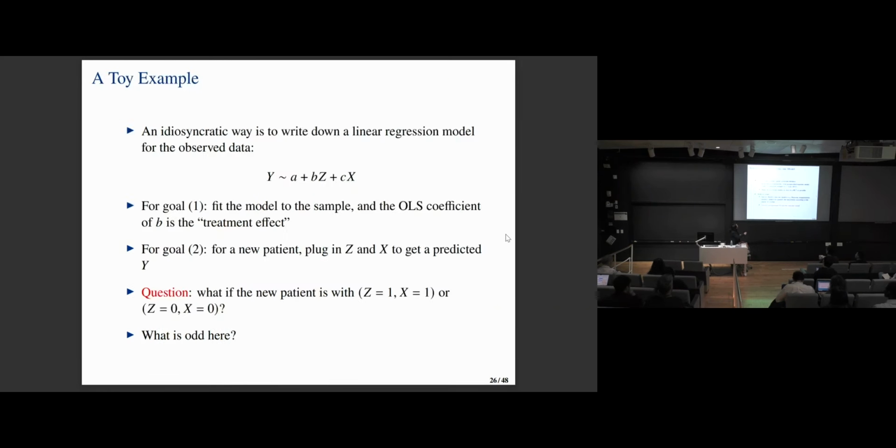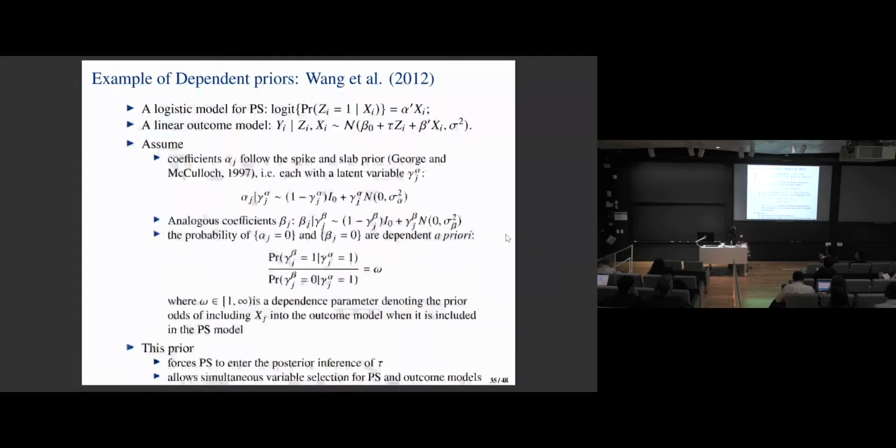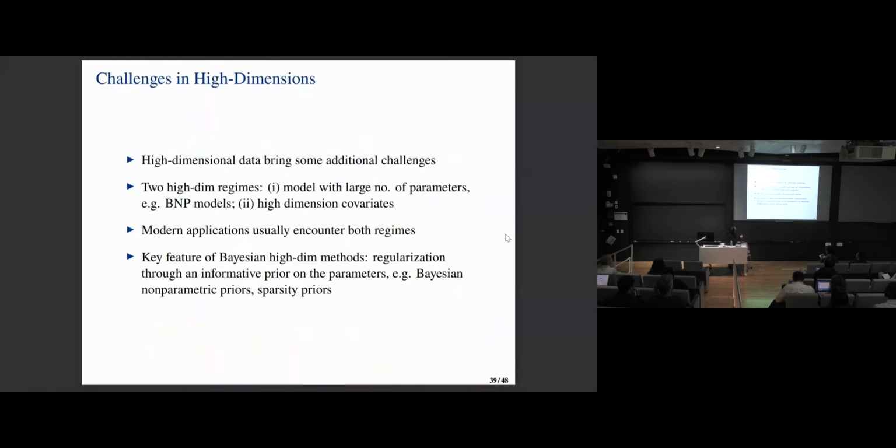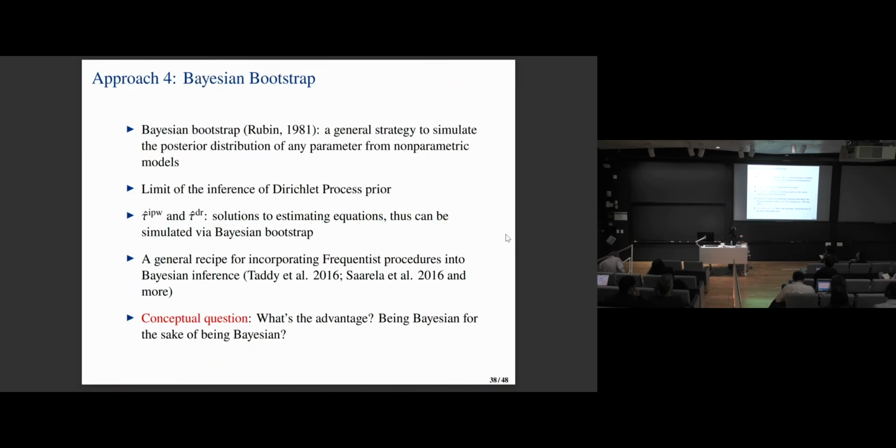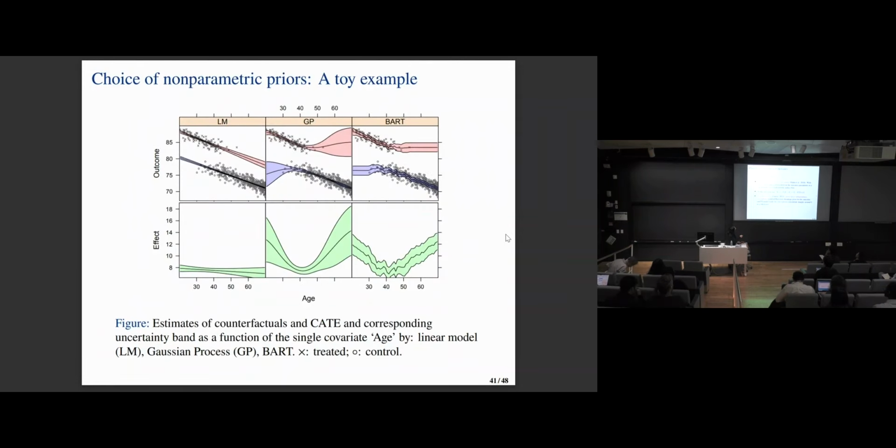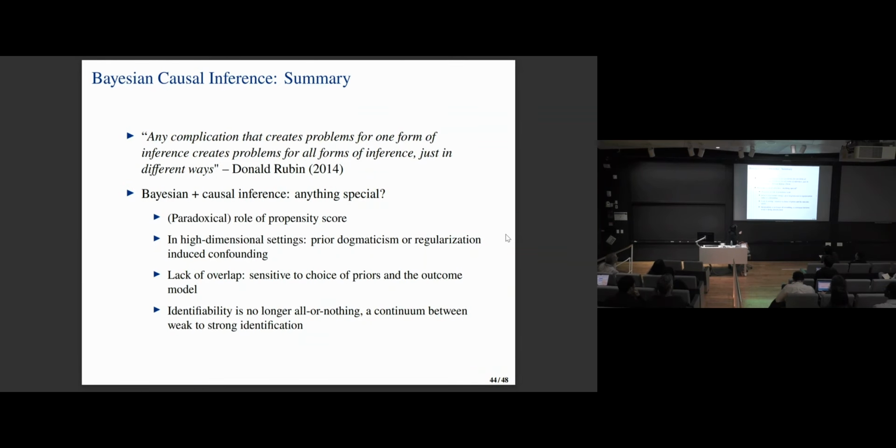I should go back to this later, but I like this quote from Don Rubin, even though I don't always agree with him. He said that any complication that creates problems for one form of inference creates problems for all forms of inference, just in different ways. So if the propensity score is so important in the frequentist domain, there's no way Bayesian can just magically not depend on the propensity score.